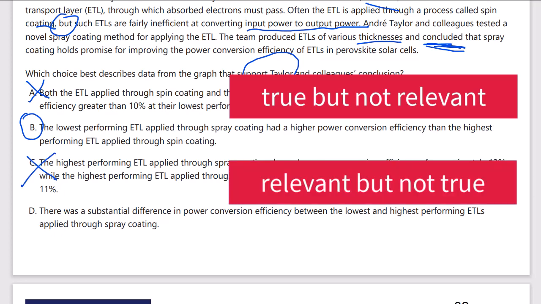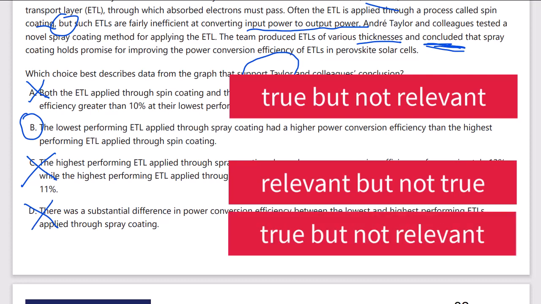D, there was a substantial difference in power conversion efficiency between the lowest and highest performing. Yeah, there was, but that doesn't say any conclusion one way or another. So the correct answer to the question here is B.